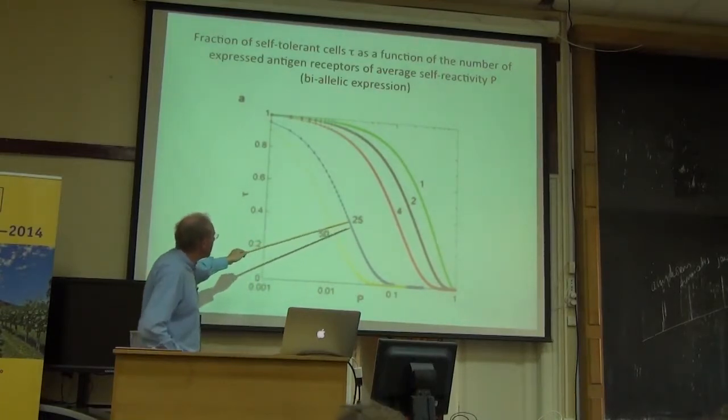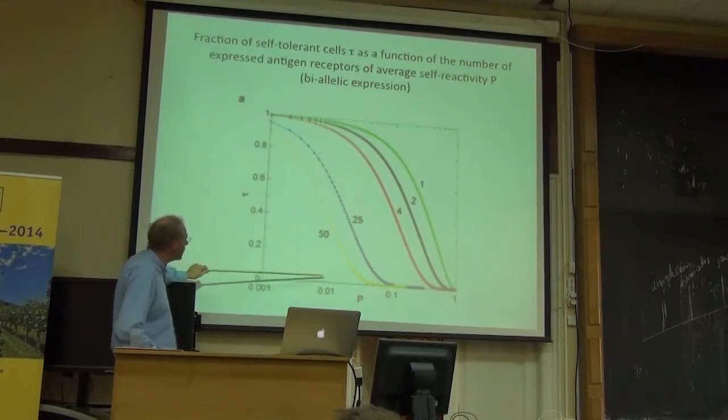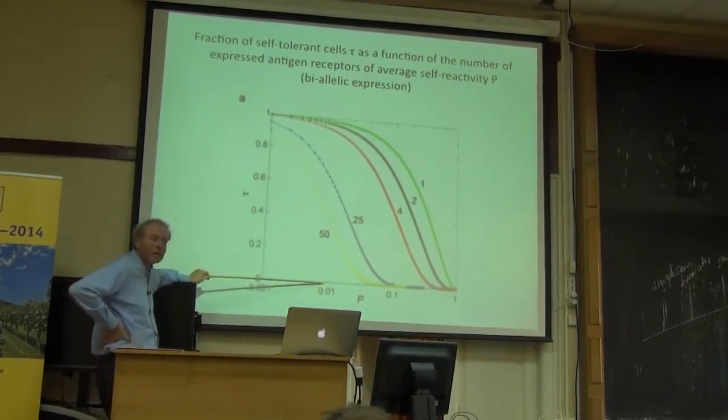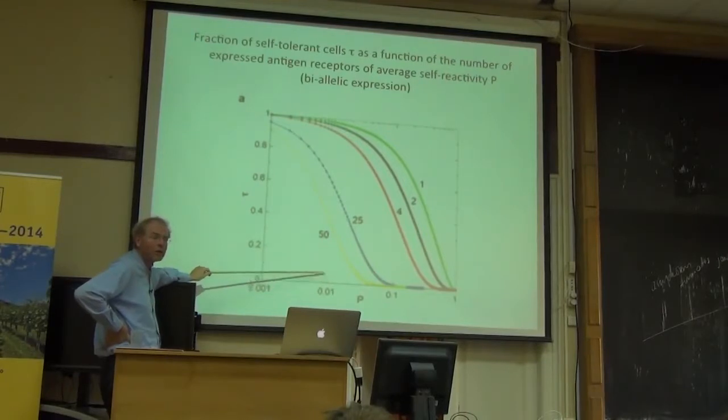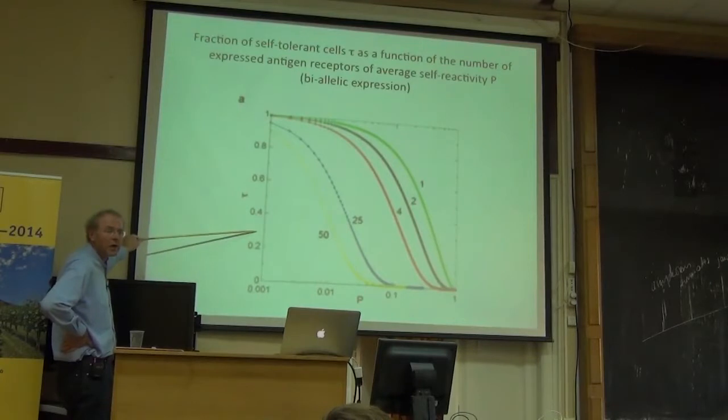And you can see, for example, when you have 50 genes, even if you have a probability of 1% of self-reactivity in total of these 50, there's basically nothing in the repertoire. So this is really a wasteful exercise.